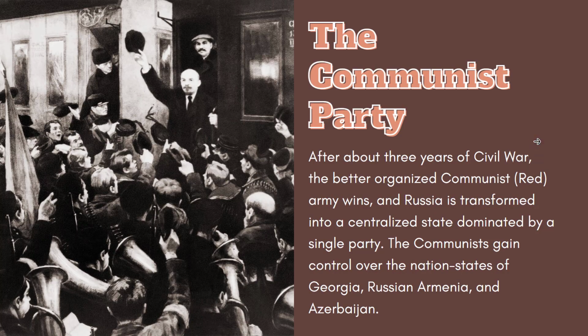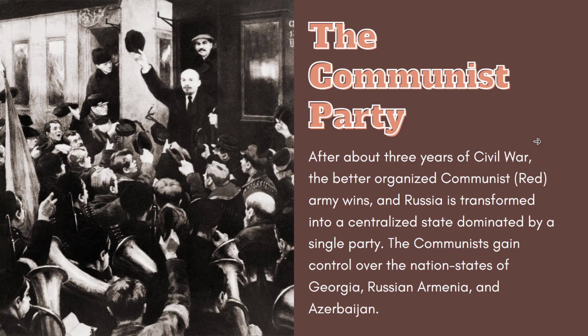So now you have this new government in Russia. And for about 3 years, there's a civil war, because there were people that did not agree with this new communist party. They were called the White Army, and the communists were called the Red Army. Those that were communist were red, and those that were anti-communist were white. And this civil war continued for 3 years.